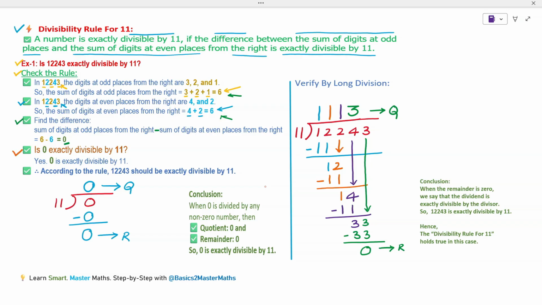Step 4. Check. Is 0 exactly divisible by 11? When 0 is divided by any non-zero number, then the quotient as well as the remainder is always 0. So, you can say 0 is exactly divisible by 11.